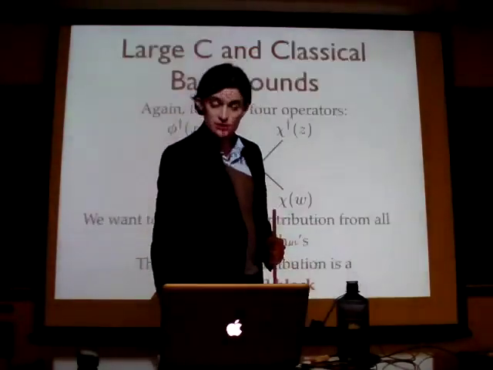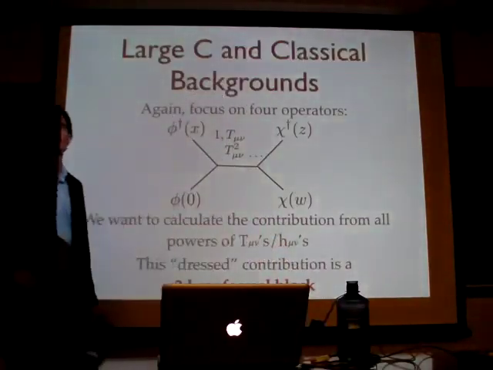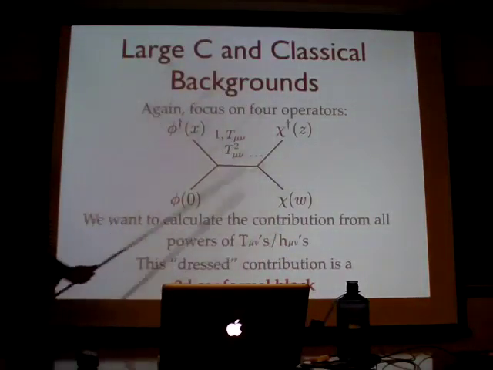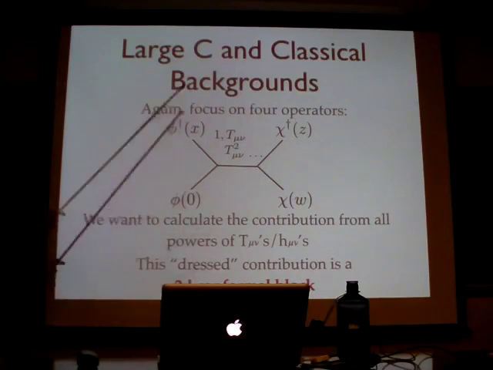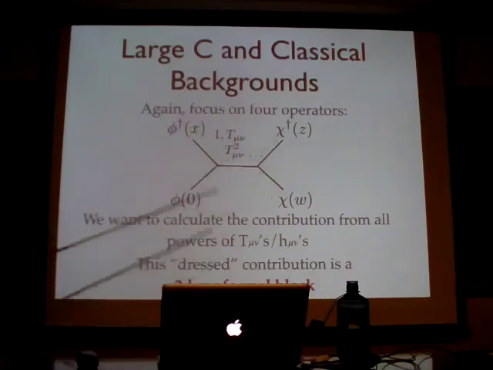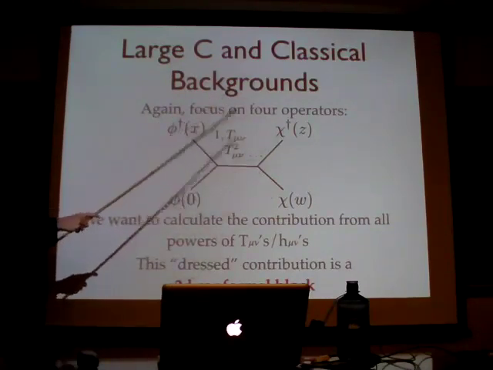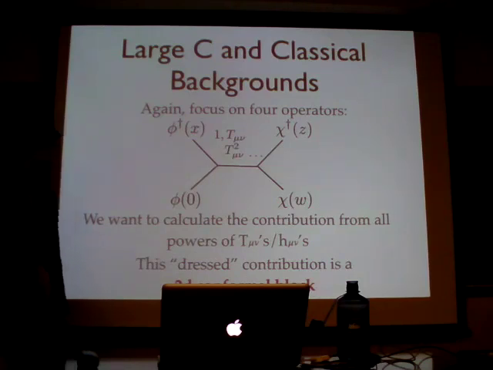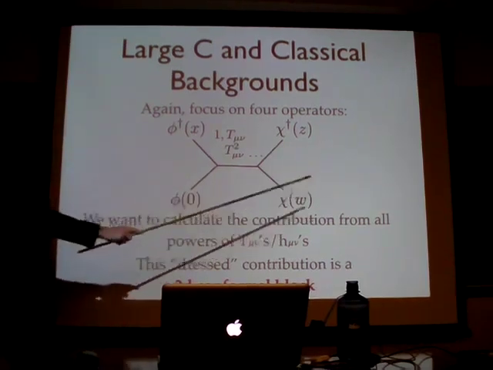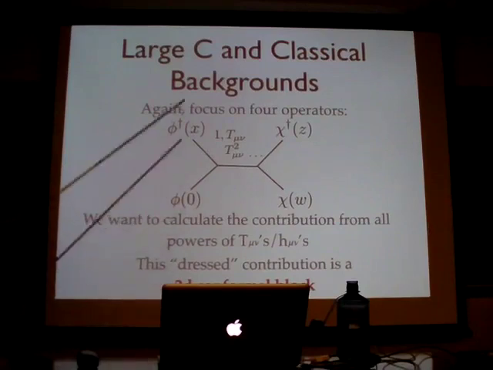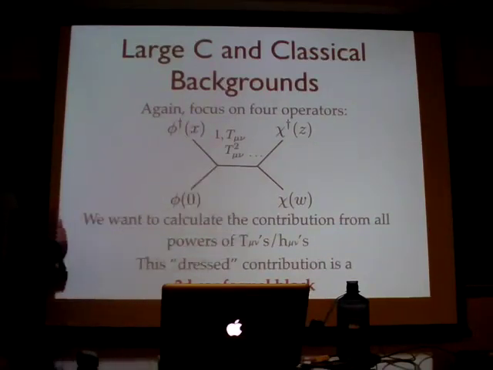So I'm going to show you how to do this. Since I'm interested in the bootstrap, I'll do it in the context of a 4-point function. So again, I'll focus on 4 operators. I'm going to look at the contribution from all of these powers of the energy momentum tensor. I want to calculate the contribution from all of them. You can think of this as dressing this contribution with powers of T, or in gravity, dressing it with multi-graviton contributions. This contribution turns out to be the conformal block in 2 dimensions.